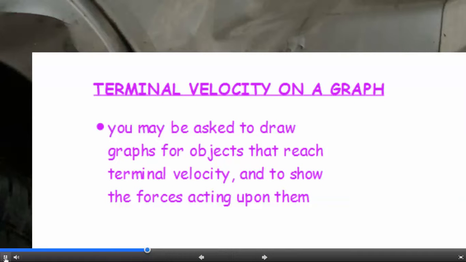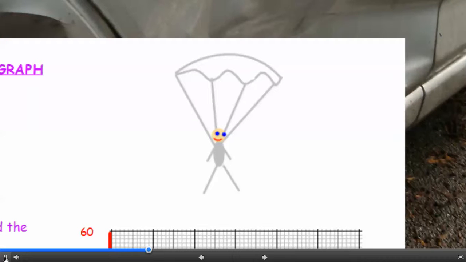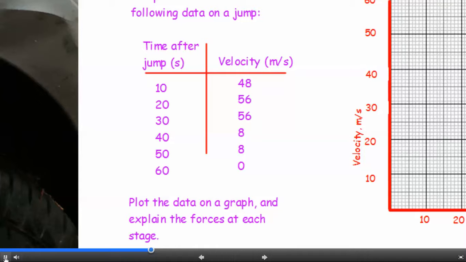Now you may be asked to draw graphs for objects that reach terminal velocity, and you may be asked to show the forces and explain the forces acting upon them. Back to our jolly parachutist again. So the parachutist recorded the following data on a jump. Plot the data on a graph and explain the forces at each stage. So why don't you have a go at this? Pause the video and have a go at plotting the graph and explaining the forces.